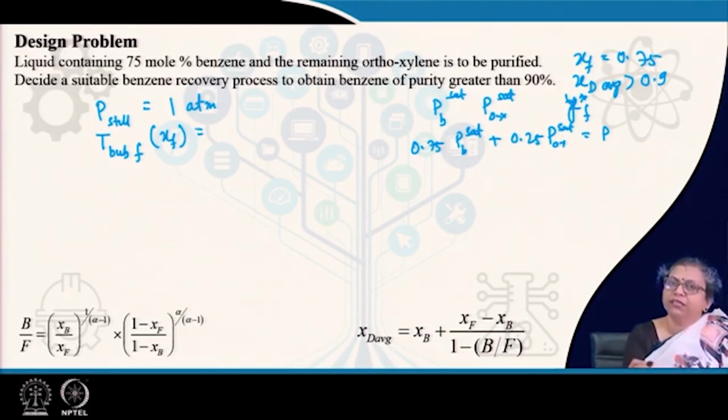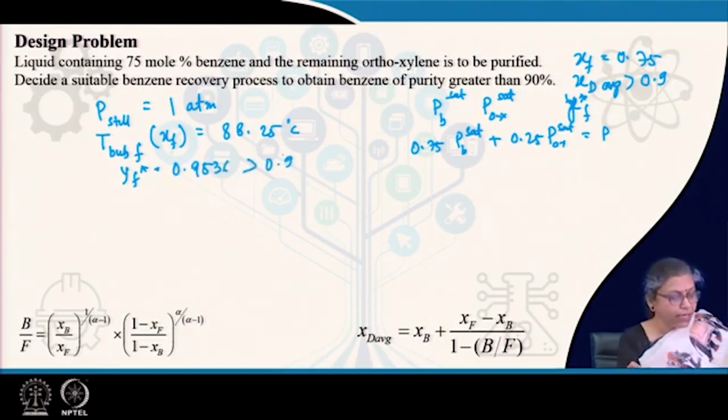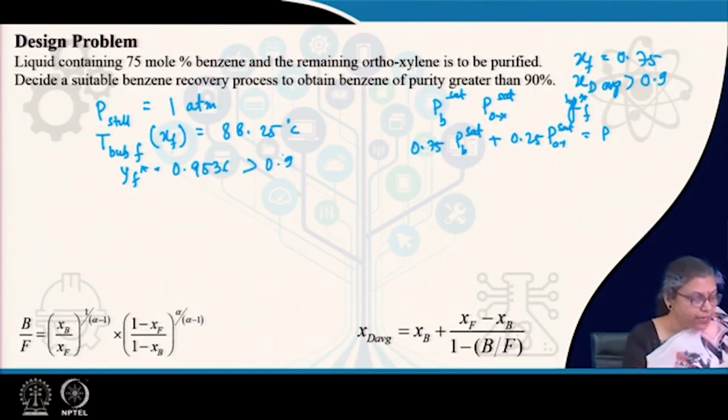Whenever you are given problems in assignments or in your assessment tests, definitely the bubble point of the feed will be specified for most of the cases. So we find that in this particular case it is around 88.25 degrees centigrade, and corresponding to this we find that the YF star is around 0.9536, which is much greater than 0.9. This shows that we can proceed with this process.